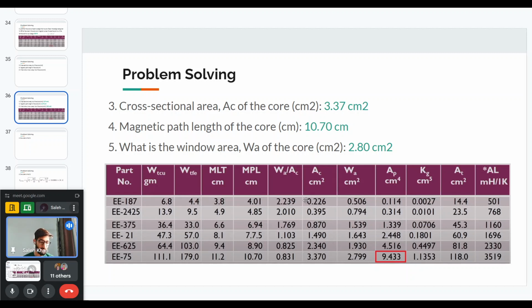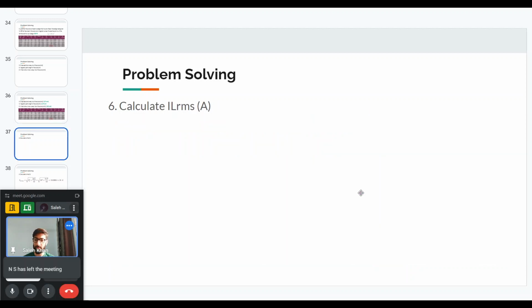So centimeter and centimeter square are not the same. Centimeter is the unit of length and centimeter square is the unit of area, because cross-sectional area and window area are areas, whereas path length is just a simple length. So I hope that is clarified.